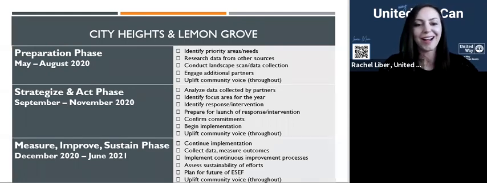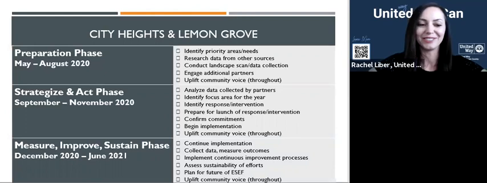So that's our quick deep dive into City Heights and Lemon Grove work and the shift that happened due to COVID. So now I'm going to hand it over to our work happening in Escondido and hear from Maria.